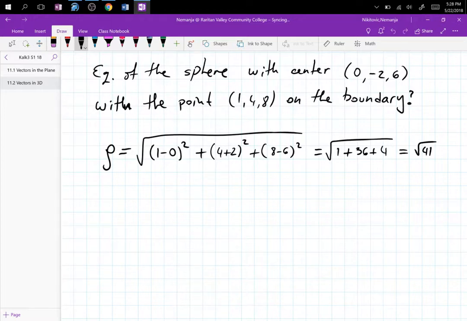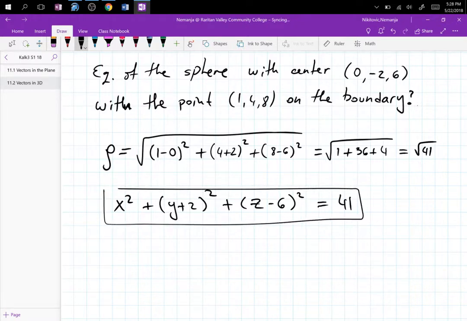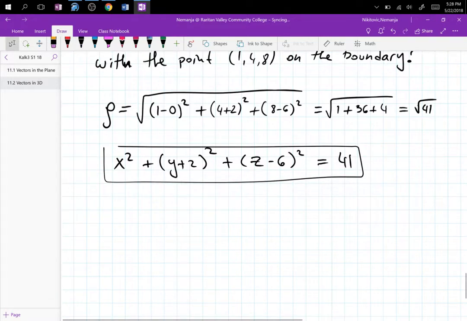So what do I have? I have x minus the center, which is x minus 0, so that's just x squared, plus y minus -2, so that's y plus 2 squared, plus z minus 6 squared, equals square root of 41 squared, so it's just 41. And that's the answer. That's the equation of the sphere.